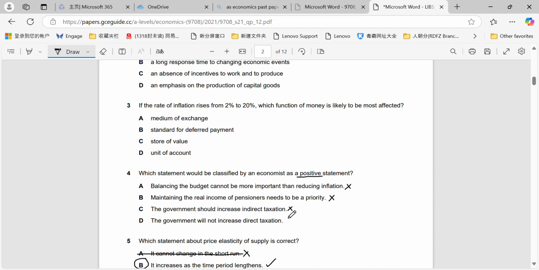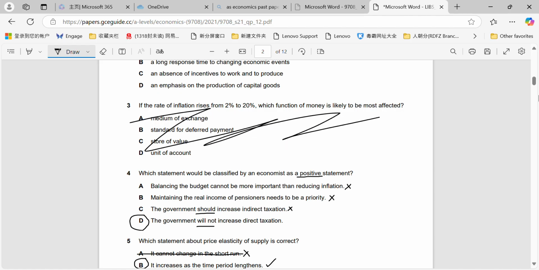Government should increase indirect taxation. Also normative, opinion. Government will not increase direct taxation. That's a positive statement, one that can be tested. Question 3, please ignore, no longer on the syllabus.